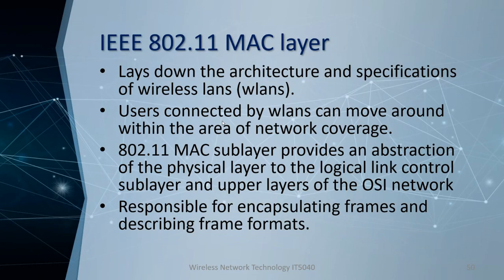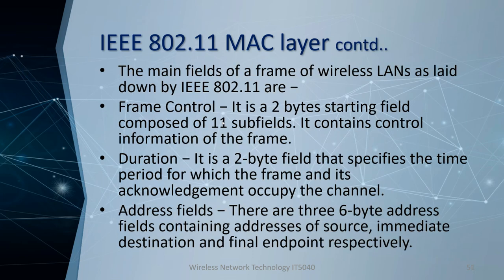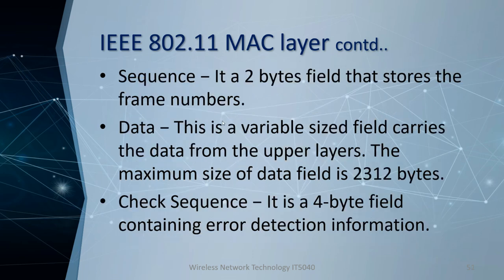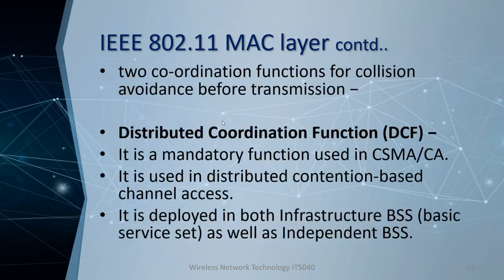And I'm going to explain about the IEEE 802.11 MAC layer. It lays down the architecture and specifications of wireless LANs, and users connected by WLANs can move around within the area of network coverage. It is responsible for encapsulating frames and describing frame formats. The main fields of a wireless LAN frame as laid down by the standard are frame control, duration, address fields, sequence, data, and check sequence.